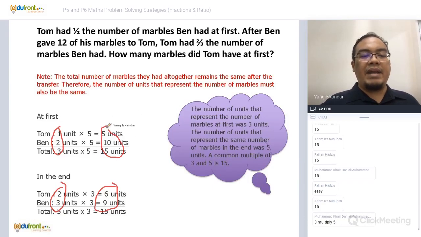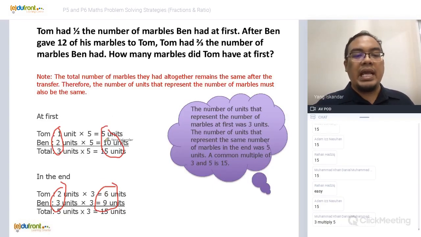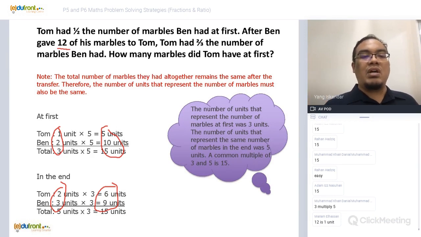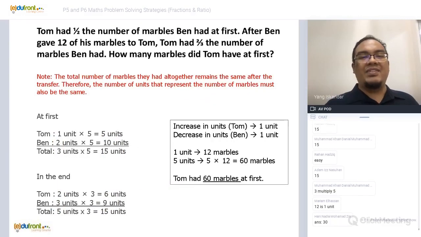Right? At first, Tom has 5 units and then became 6 units. Why? Likewise, Ben has 10 units and then dropped to 9 units. Why? Because Ben gave 12 of his marbles to Tom. Right? So Tom received some marbles. So because of that, his units increased from 5 to 6. Likewise for Ben, since Ben gave to Tom, Ben decreases from 10 units. Now it became only 9 units.